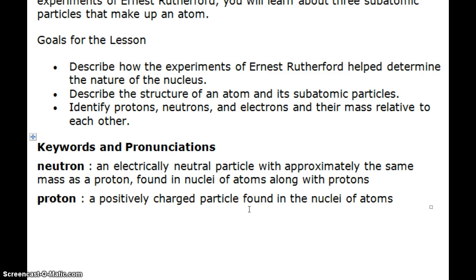Neutron: an electrically neutral particle with approximately the same mass as a proton, found in the nuclei, so the center, the nucleus of atoms, along with protons. Proton: a positively charged particle found in the nuclei of atoms. So nuclei is plural for nucleus. We don't say nucleuses, we say nuclei.